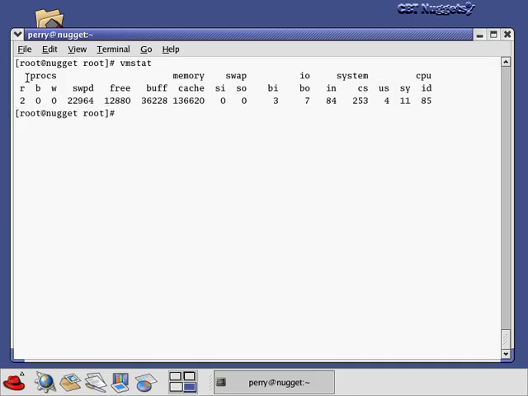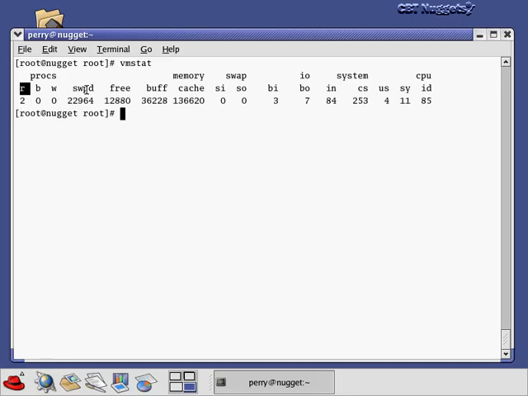Okay, so there's basically like 4 or 5 categories here: the processes, the memory, the swap, the I/O, the system, and the CPU. And now what I want to do is just explain what all these various subheadings are for each one of these. Okay, so the processes is the number of processes on the system that are waiting to run. That's what's under the R column. The B column is the number that are sleeping, and the W column is the number that are swapped out.